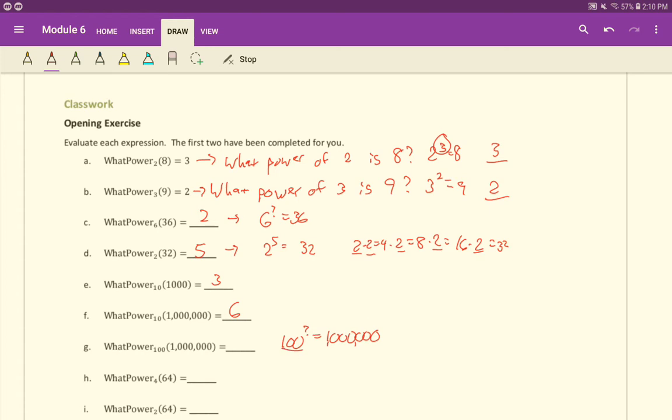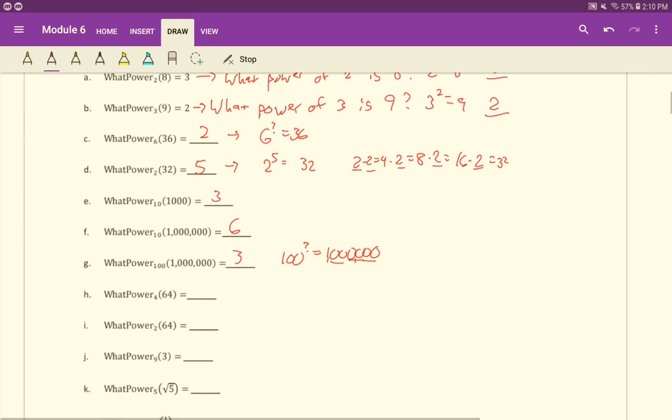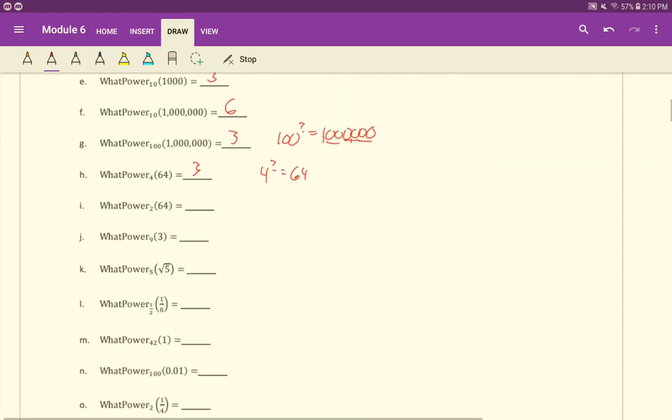This is going to give us 2 zeros every time. So 1, 2, and then 3. So this is 100 to the third power. Okay, 4 to what power gives us 64? It'll be 4 to the third.